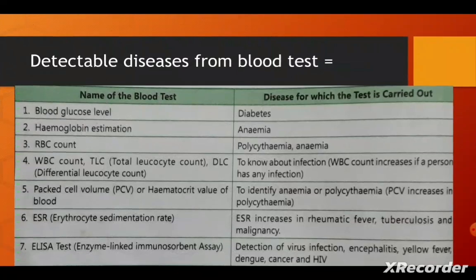There are some diseases detectable from a blood test. A blood test of glucose level detects diabetes. What is the cause of diabetes? If the pancreas doesn't produce enough insulin, or sugar builds up in the bloodstream, diabetes is caused. Hemoglobin estimation is used to detect the disease anemia. Anemia is caused by a deficiency of iron. There are also certain tests known as RBC count, WBC count, PCV, ESR and ELISA test.